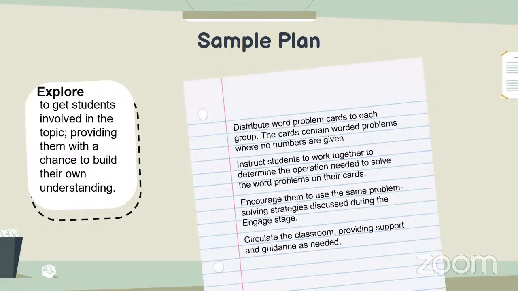So the students are still placed into groups, right? But this time, they're given cards with worded problems, and these problems don't have any numbers in them. So these are questions where there are no numbers, just a scenario without numbers. And I'll show you a sample of what I'm talking about very soon. Now, the students are instructed in their groups to determine the operation that they need to use to solve the problem. Bearing in mind, there are no numbers in the problem, but they have to determine the operation.